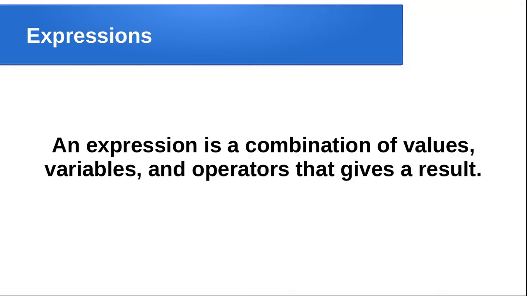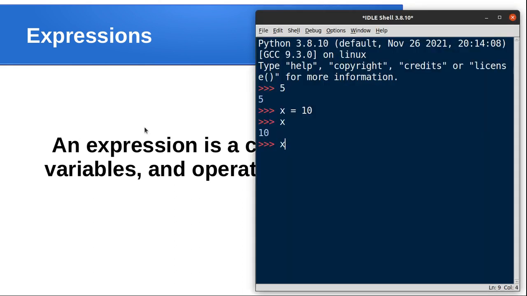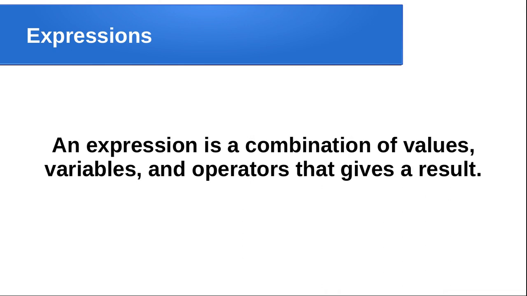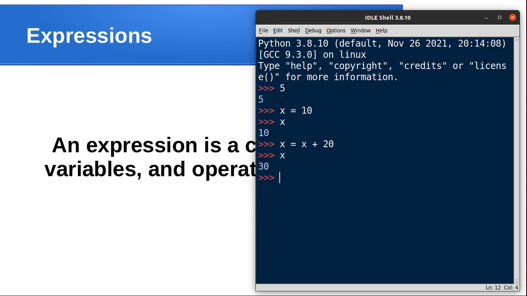And the third one is the operators. For example, x is equal to x plus 20. Now we have updated the x value. Press x, type enter, and you can see the output. So these are some of the legal expressions. What is meant by expression? An expression is a combination of values, variables and operators that gives a result. Look at this example: 5, 10, 30 are the result values.